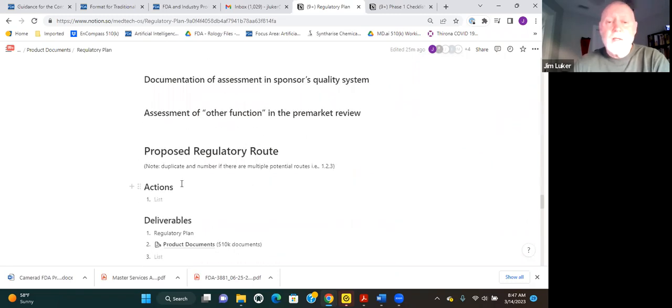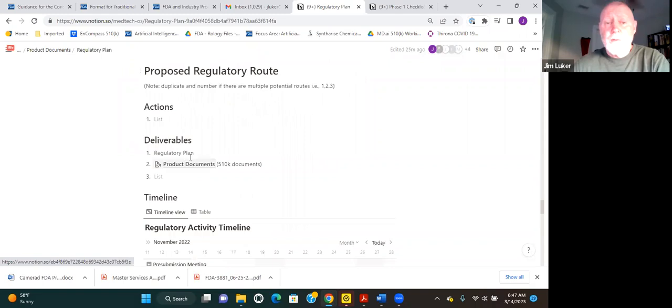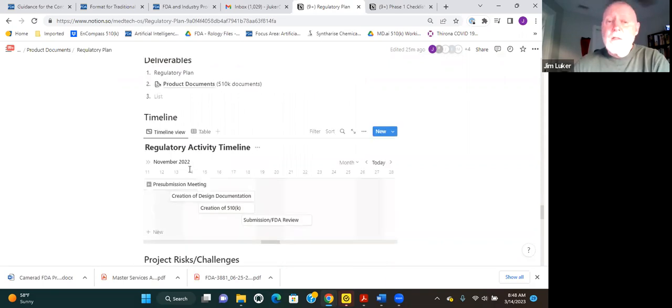At this point in the plan, you pretty much know what your route is. You've understood the device, you've looked at the regulatory databases, and you've picked a predicate device potentially. You know it's potentially maybe a de novo. So you would document the route, the actions to be taken. Of course, the deliverables are the plan itself, and then the Notion templates have product documents, many product documents that are part of the design history file, but it also will feed the submission. Also your timeline, dates for milestones that you would need to execute the plan.